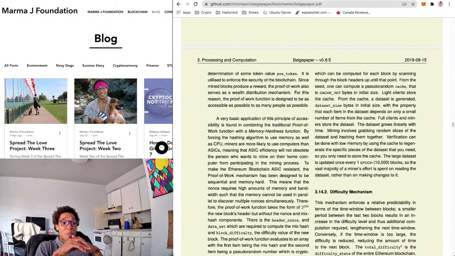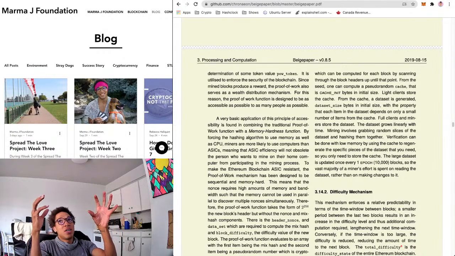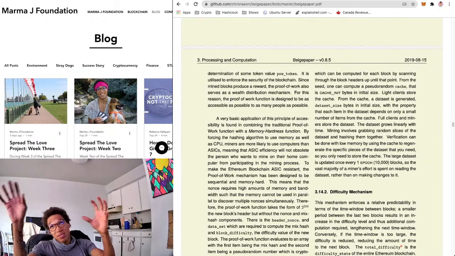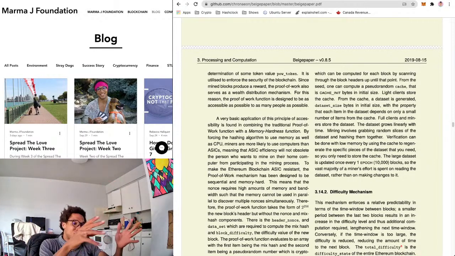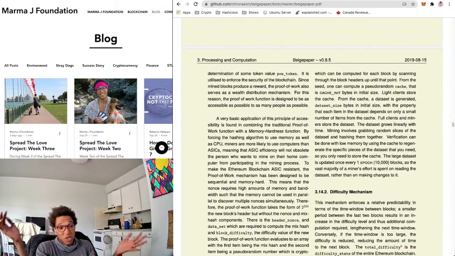Verification can be done with low memory by using the cache to regenerate the specific pieces of the data set you need. So if you want to verify something was correct, you take specific pieces of the data you need, you hash them together, and because you're hashing them, you can just say, okay, this data should equal this hash, right? It should equal 0, let's say, or equal this. And then if you hash and you get something other than this, it's incorrect. And then you could obviously go in and dig deeper and find things.